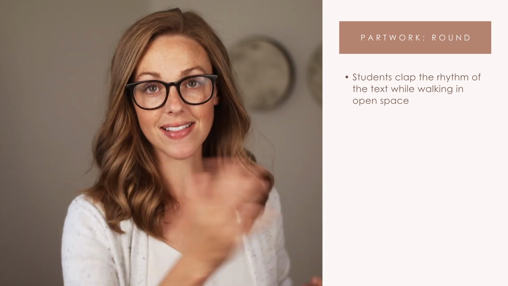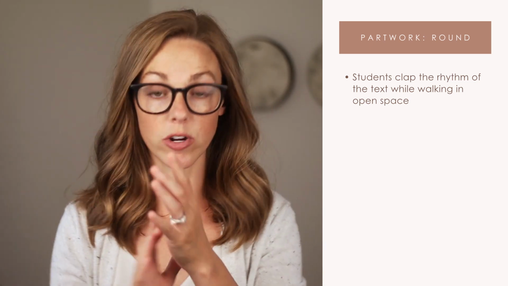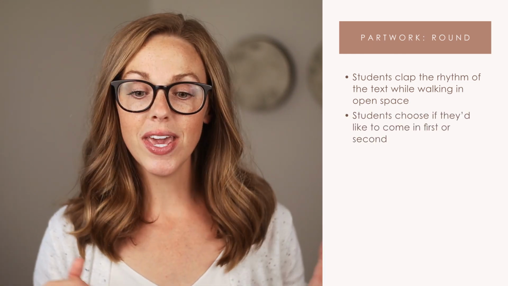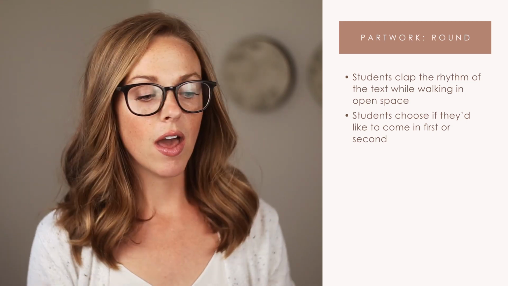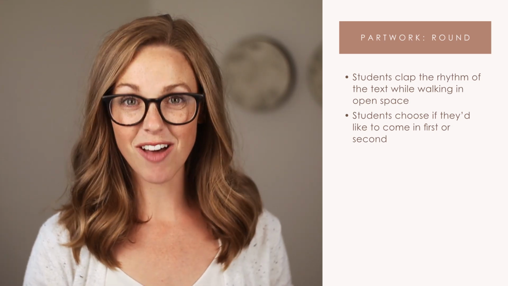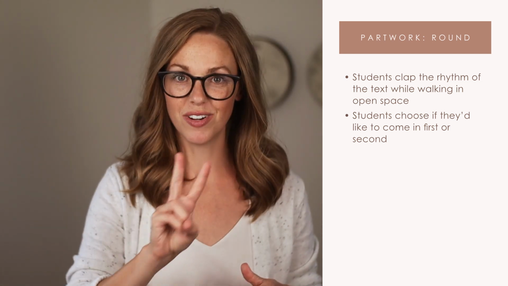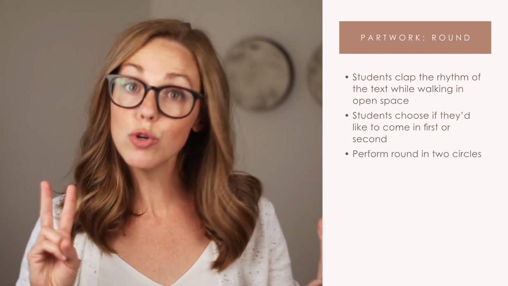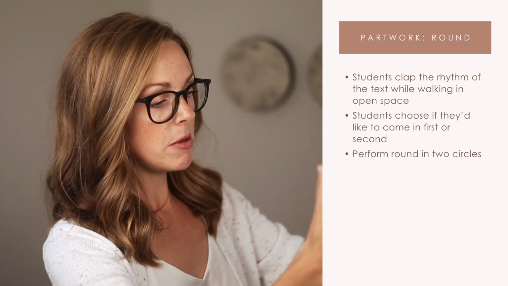Okay, let's talk about working in a round. Students are going to start the way we started this last activity, where we are walking around in open space, clapping the rhythm of the words while our feet keep that steady beat. Then we can decide if we want to come in first or second with a round. And you just say, friends, in this round, would you like to come in with the first group or with the second group? And students are just going to hold up 1 or 2 fingers. Whatever they choose, we're going to make 2 circles. So group 1, if you wanted to come in first, all of those people get in 1 circle.